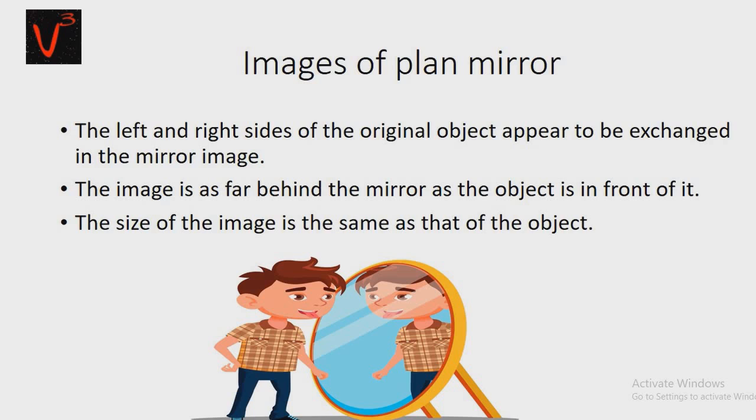The image is as far behind the mirror as the object is in front of it. That is, you are standing in front of the mirror, and the same way it looks in the mirror also. The image also looks the same, how far or how near you are standing. The size of the image is the same as that of the object. That is, how much is your true size, that much it will look in the mirror.